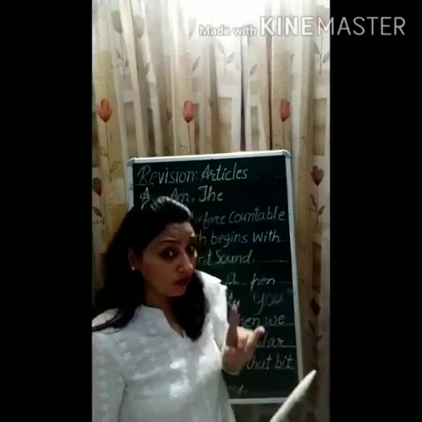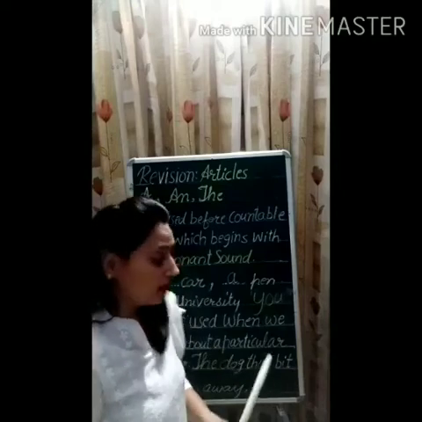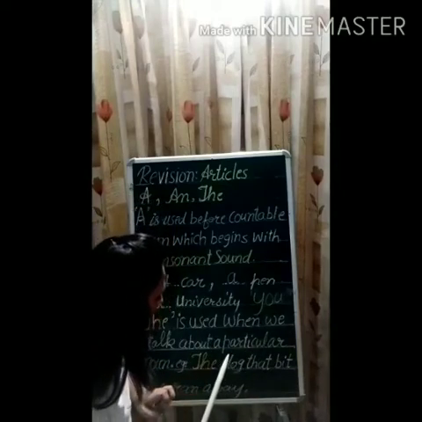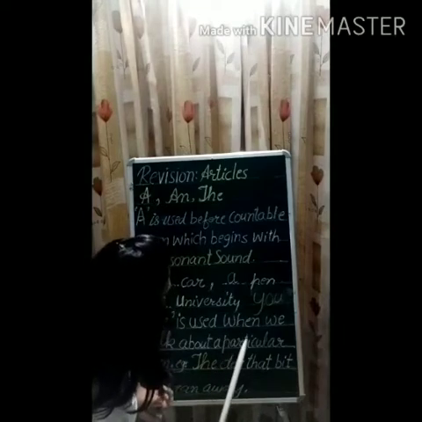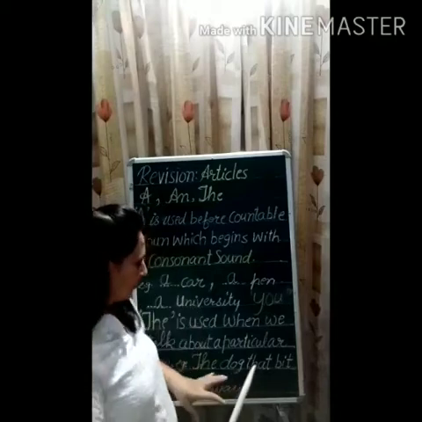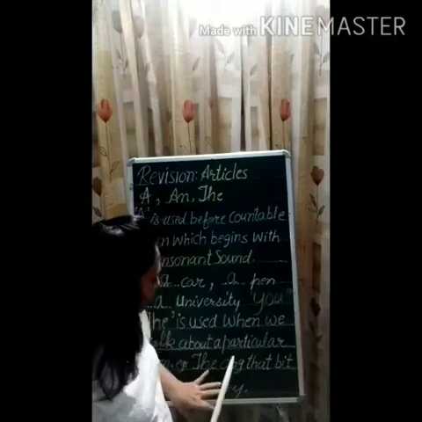Now look at this sentence: The dog that bit me ran away. Here we are not talking about a common dog. So now the dog has been used as a particular noun. So the is used before a particular noun. I hope it is clear to you.